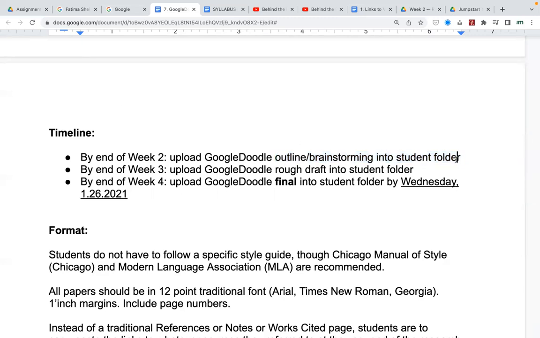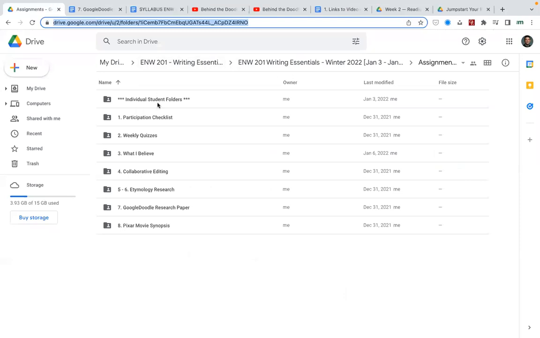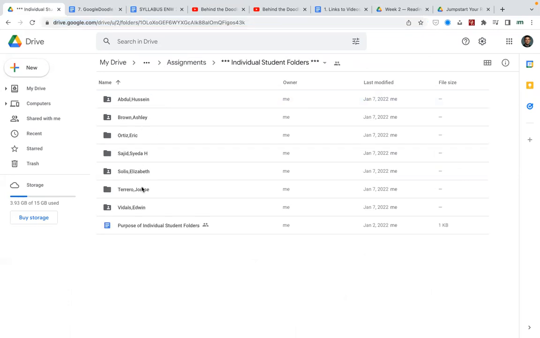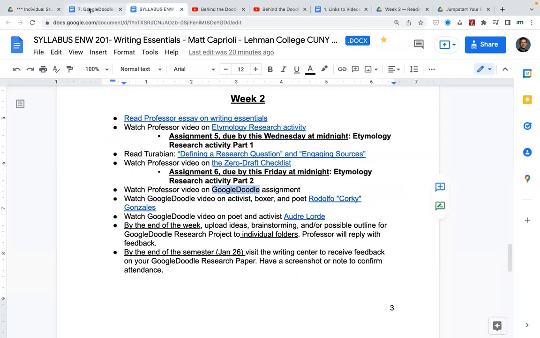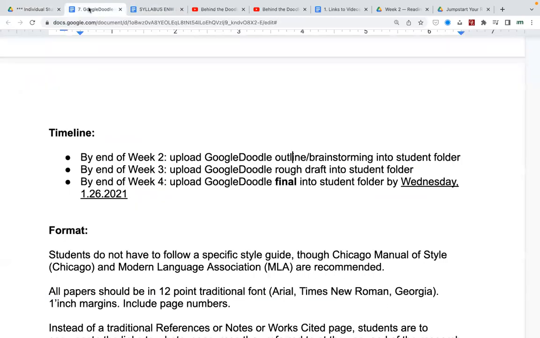Brainstorming is just the outline/brainstorm document. Only I will have access to it. You will be uploading it through assignments. You hit assignments, individual student folders. You'll find your folder and then just upload it there. Don't worry about formatting. You are just brainstorming at this point. You can send me videos, send me images.